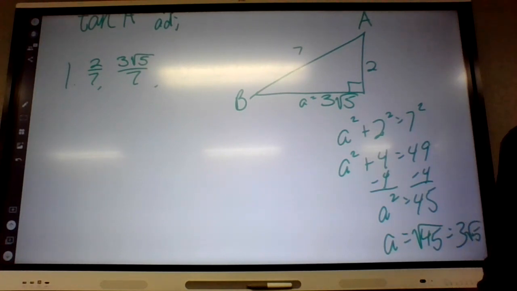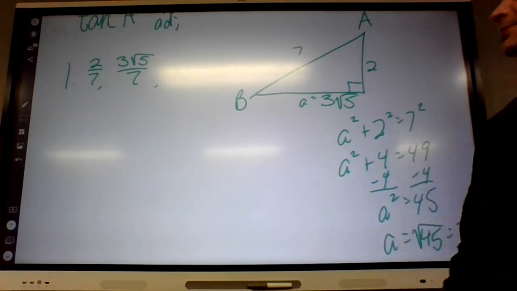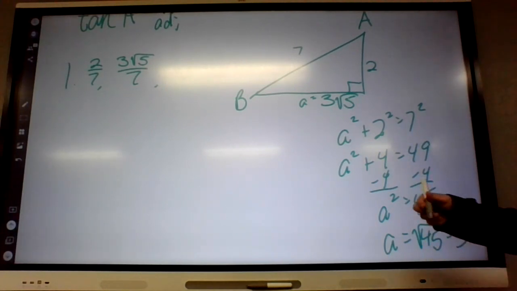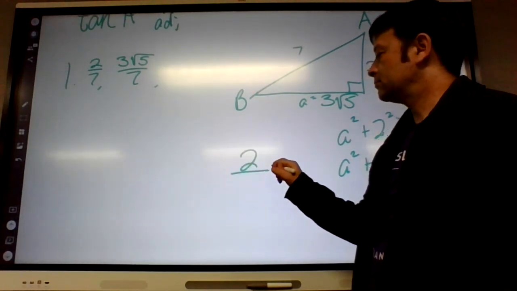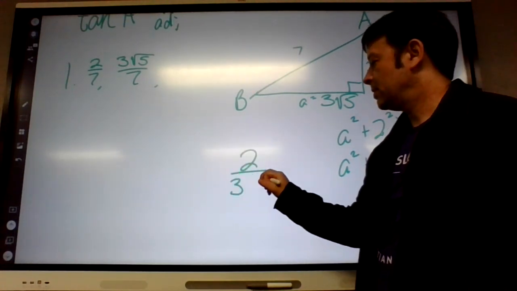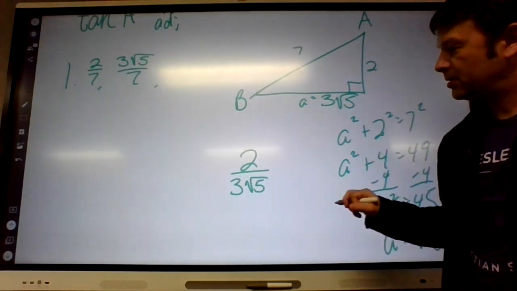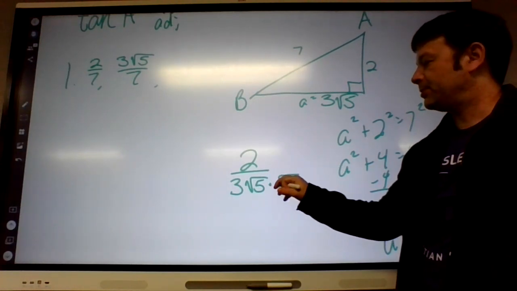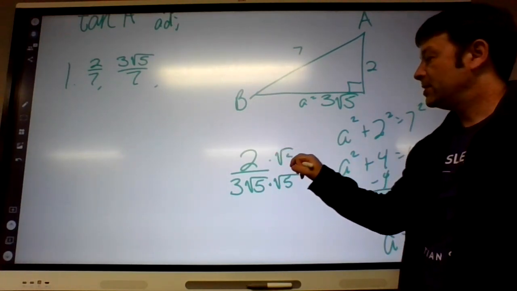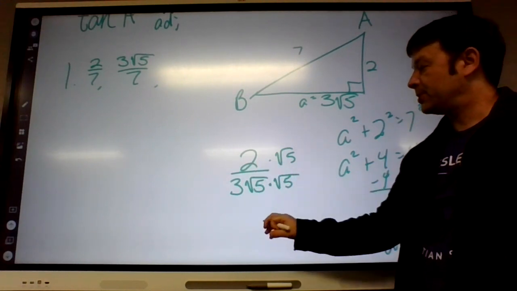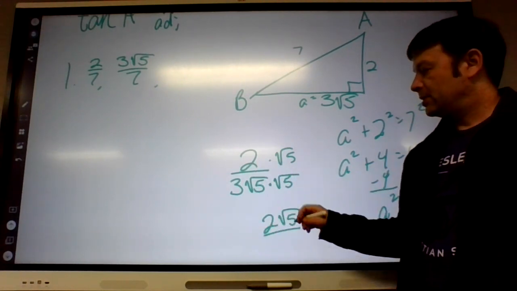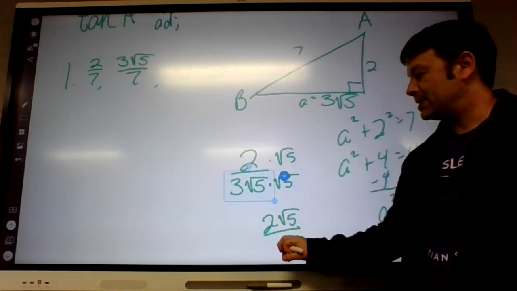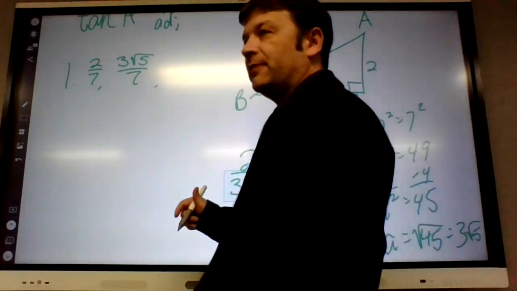Because number 3, Emily, what's the tangent of B? 2 over 3 square root of 5. And then you have to, if you've got a good calculator, you can do it, but basically all you do is multiply the top and bottom by square root of 5. So the top becomes 2 square root of 5. The bottom, square root of 5 times square root of 5 is 5, times 3 is 15. So it's 2 square root of 5 over 15.